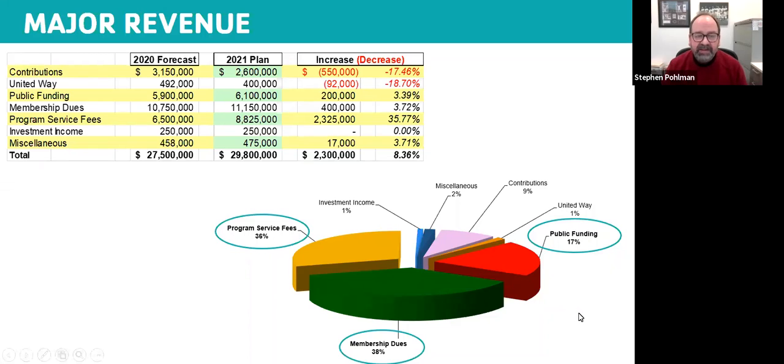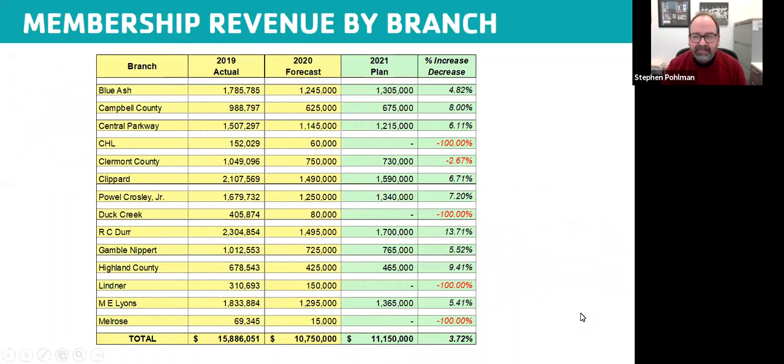Any questions about this page? All right, so one of the reasons why we anticipate modest growth and maybe not as significant as you might expect is because we have discontinued membership operations at 3 of our branches: CHL, Duck Creek, and Richard E. Lindner in Norwood. Those weren't big branches, obviously. They only had about $300,000 of revenue, at least in 2020.